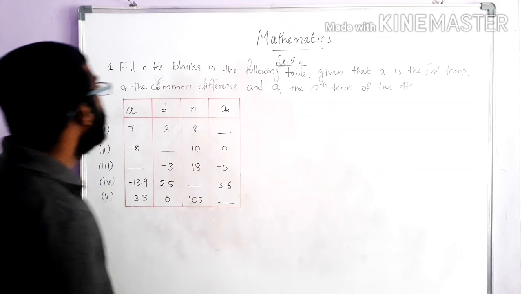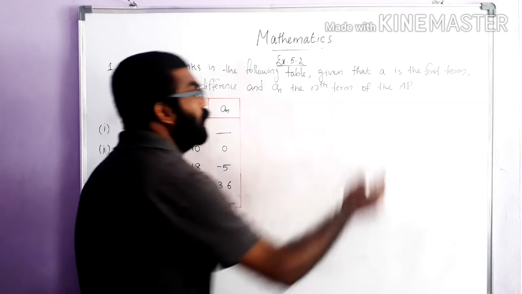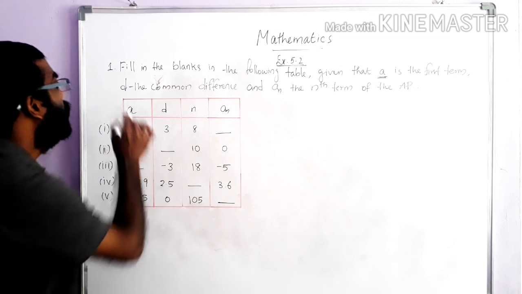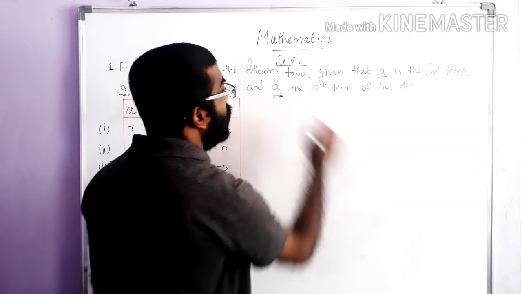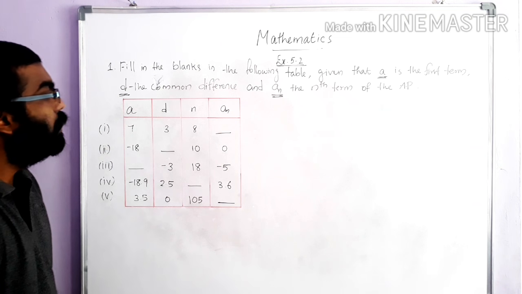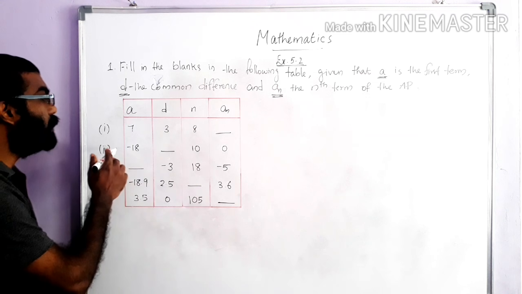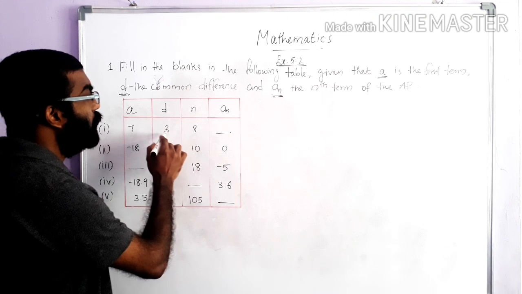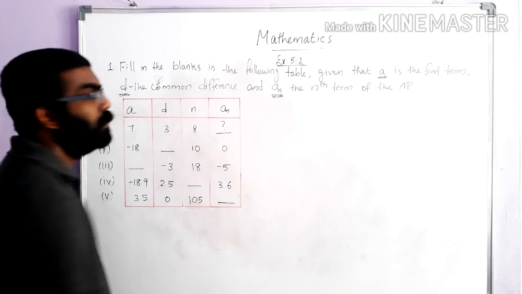The first question is, fill in the blanks in the following table given that A is the first term, D the common difference and AN the nth term of the AP. Here a table is given, we have to find the missing value. So look at the first question. A is given 7, D 3, N 8. AN we have to find out.